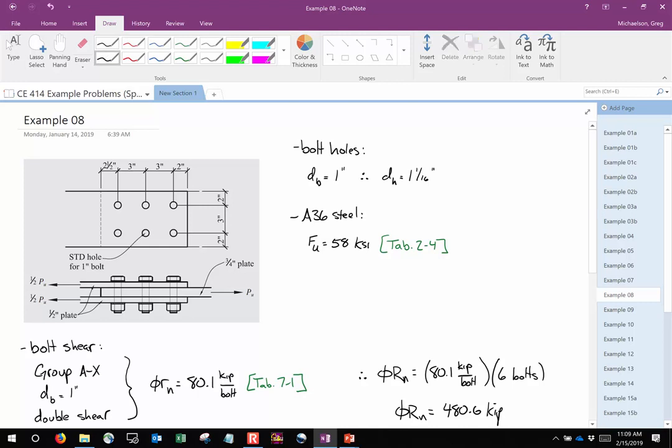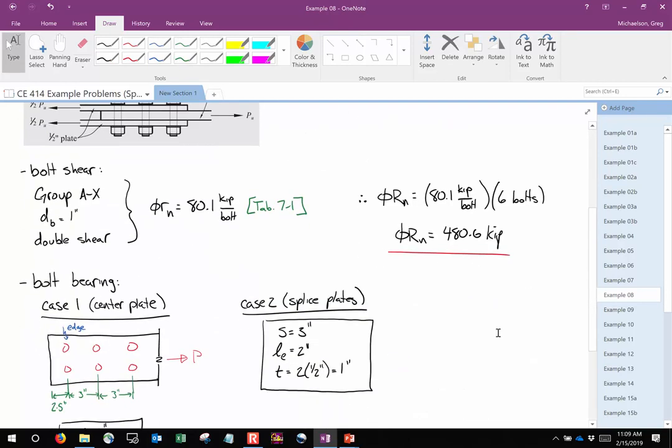We know it's A36 steel, so we know the F sub U is 58 ksi. And we did the bolt shear check. That one was easy. For bolt shear, we have group A X bolts of 1-inch diameter. The bolts are in double shear. So go to Table 7-1 for the capacity of a single bolt. That's why you see me write a little r, like phi sub little r n. I usually do that to say that's the capacity of a single bolt, and the capacity of the whole connection is the big R. So phi r n for each bolt is 80.1 kips per bolt, and there are six bolts in the connection. So the entire capacity of the connection, according to the limit state of bolt shear, is 480.6 kips. Everybody all right with that? All right.